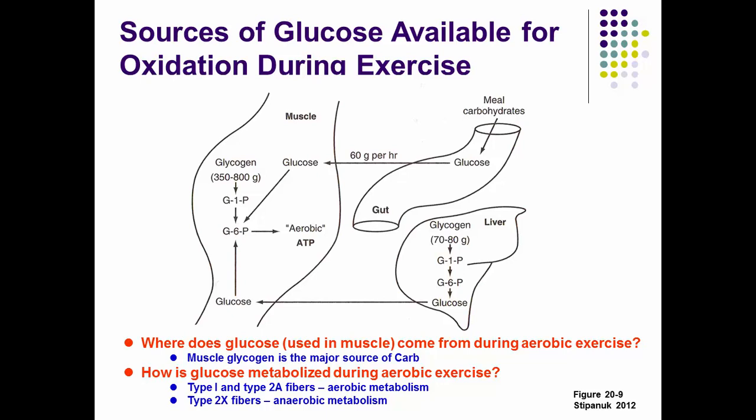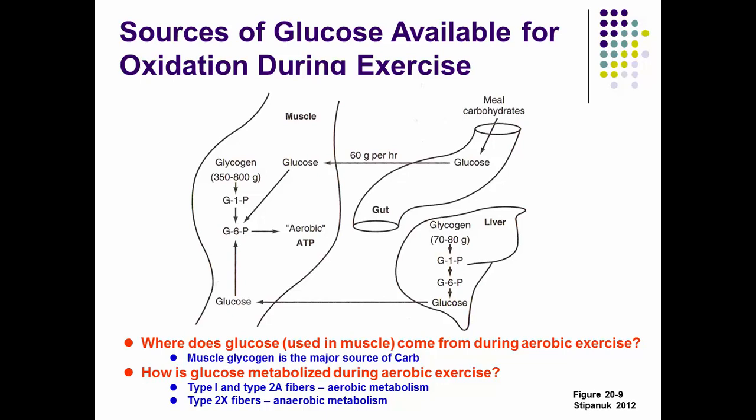Here the slide gives us a little bit better picture of the sources of glucose or carbohydrate for skeletal muscle during exercise. Again, dietary carbohydrate contributes glucose to circulation, which is picked up by muscle and utilized in the muscle. So this is one source of glucose. The second source of glucose is liver glycogen breakdown, released into circulation and going to the muscle for oxidation.